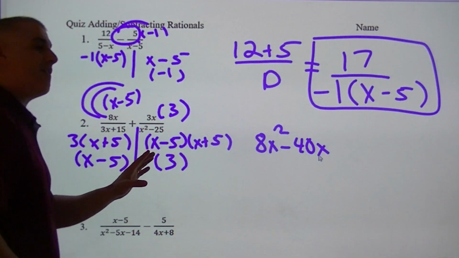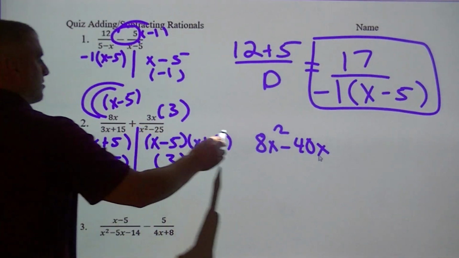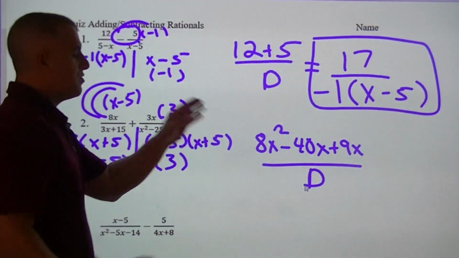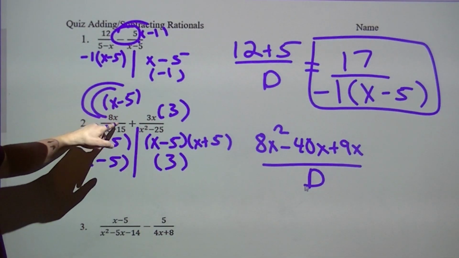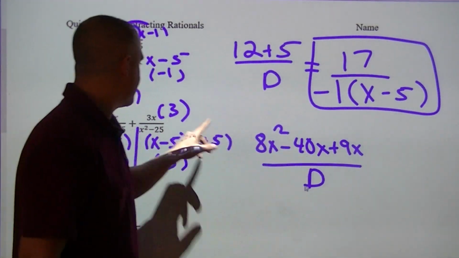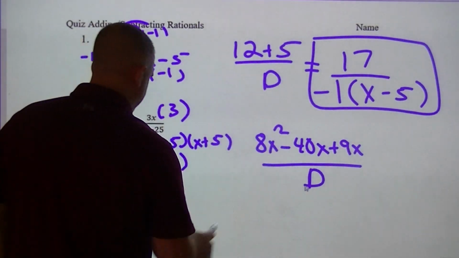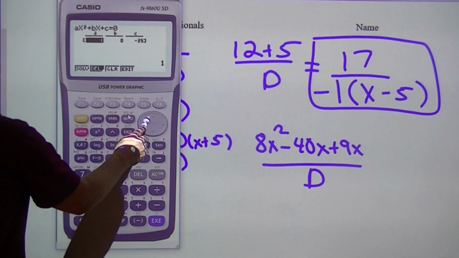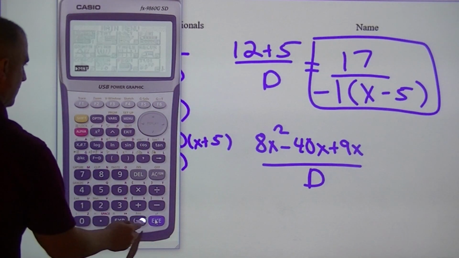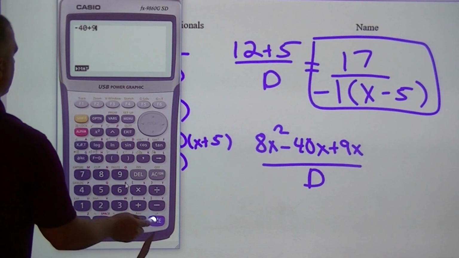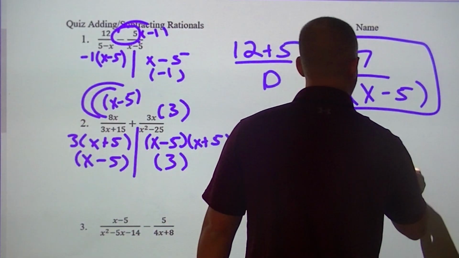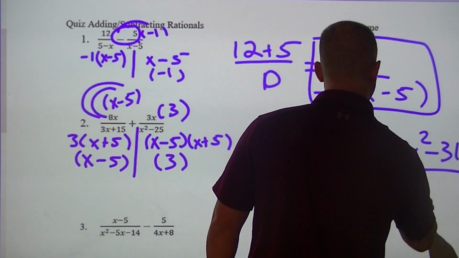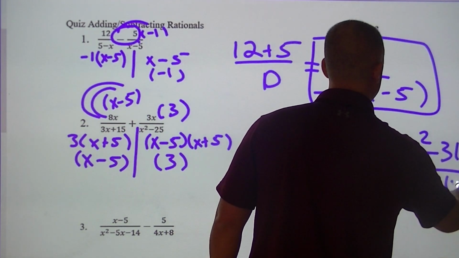If you leave off the variables, it's tough. 3 times 3x is 9x, all over your common denominator. So you've got to make sure x times x is x squared. X times the number is x. Okay? All right? The only things that can combine are the negative 40x and the 9x. Negative 40 plus 9 is negative 31. So this is 8x squared minus 31x, over the common denominator, 3 times x plus 5 times x minus 5.